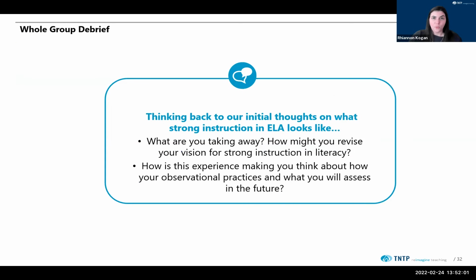So with that, I want to thank you for that rigorous discussion today. We're going to pause here and take a step back and think about our key takeaways from the session today. I want to go back to our initial vision for literacy here, and I want to go back to the Jamboard. So if you go to open up the Jamboard and move to the second slide in the Jamboard, and Tabitha, if you could put that really helpful post-it that you put last time, I want to synthesize what we're taking away today and how this experience is making you think about your observational practices and what you're going to assess in the future.